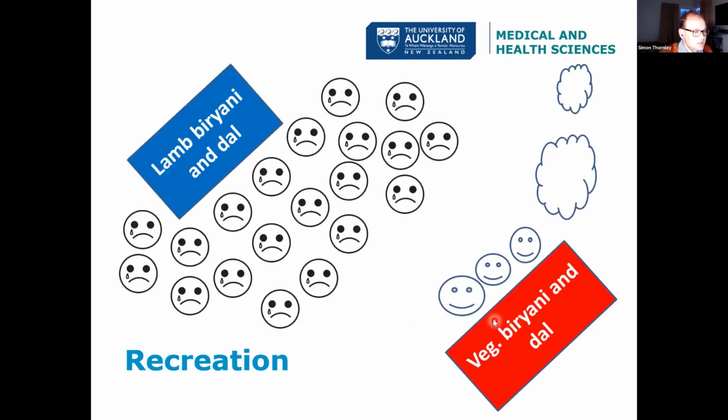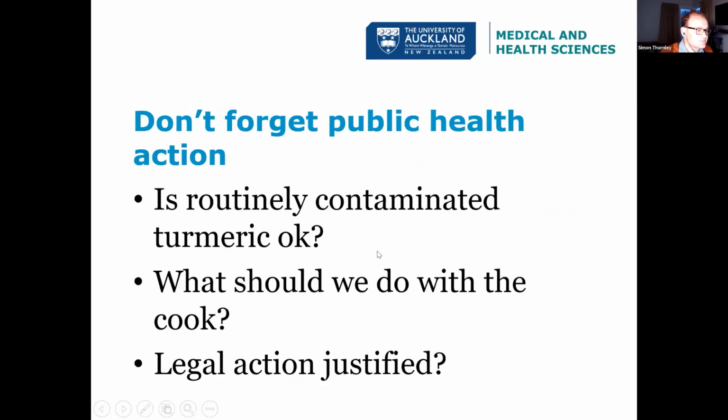And this is putting it all together. The vegetarian dish, even though it was possibly contaminated, was heated because there's only a few people eating it. Whereas the lamb dish was likely to be relatively cold, not heated through because everyone was eating it. And that was kind of the explanation. There's a bit about public health action. Is routinely contaminated turmeric okay? I think it actually met the guidelines despite the contamination.